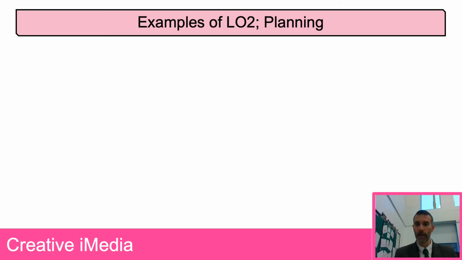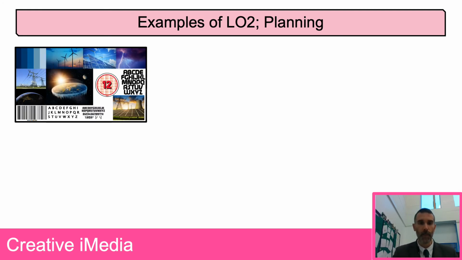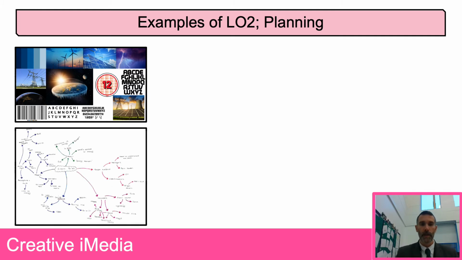So I mentioned back on the previous slide about planning, and here's a few examples of the planning that you will do as part of your coursework. So this is an example of a mood board. This shows the content of the product, the colour schemes, the text fonts they're going to use, some examples of the images that they may include. This is an example of a mind map, so you're expected to explore your idea.